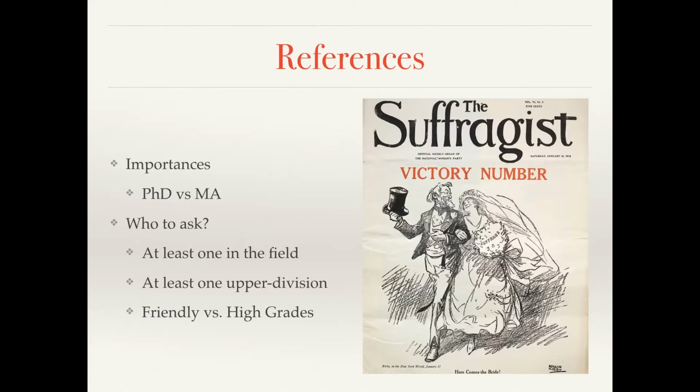We require 2 letters in our program. Some, like PhD programs, require 3 letters. So if you're applying to a PhD, I would say have 2 out of the 3 be historians. At least one should be a history professor, and at least one of your professors should have you at the upper division level. If you have 2 professors who had you in surveys, that's fine, but upper division is like the next step up before graduate school.